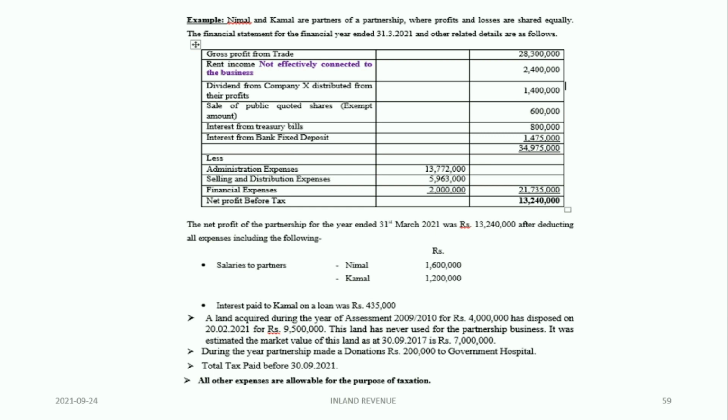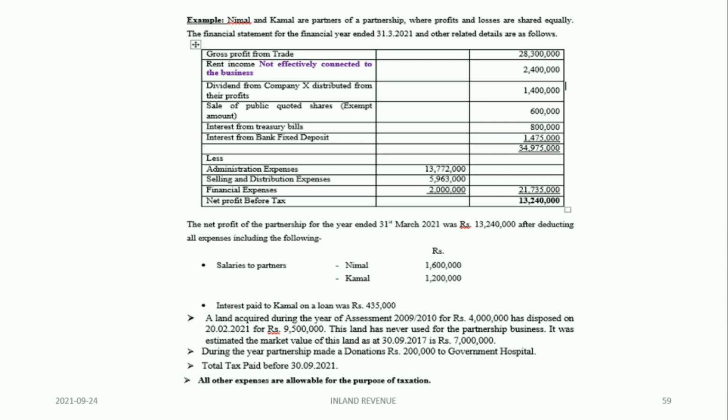In addition to those details, a land kept as an investment asset was disposed of during the year for the value of 9.5 million. Now this is an investment asset. Therefore, the market value of the land as at 30th September 2017 can be considered as the cost of the asset. The details are given here.